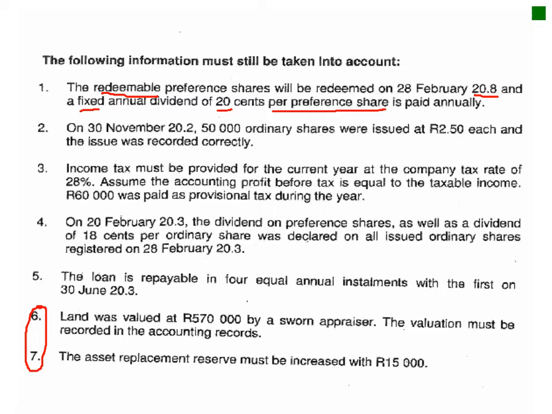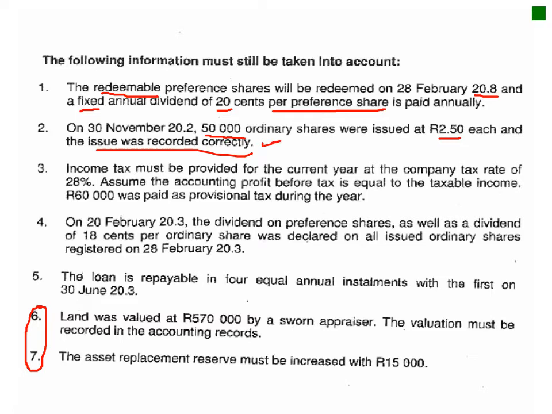On the 30th of November 2002, that was during this year, 50,000 ordinary shares were issued at R2.50 each. Now, if you remember on the trial balance that we saw, and you will see it again, there is a final amount for ordinary share capital. They are telling us here that this issue that happened on the 30th of November has been recorded correctly. So when we look at the figures at the 28th of February 2003, this amount has already been recorded.